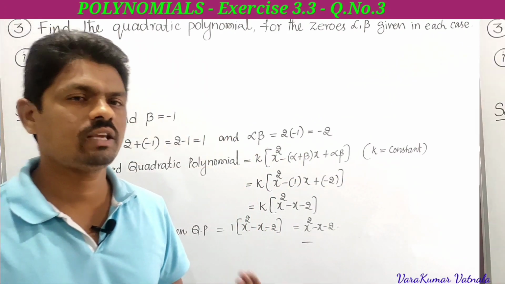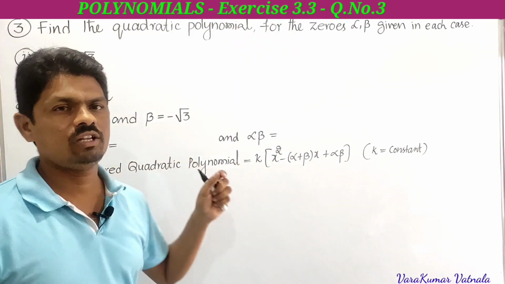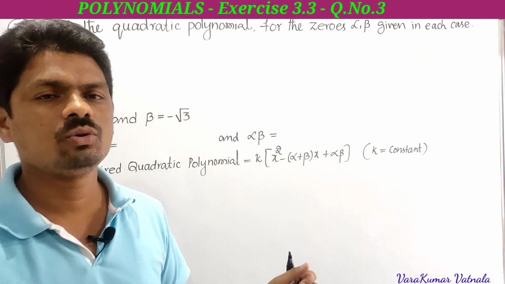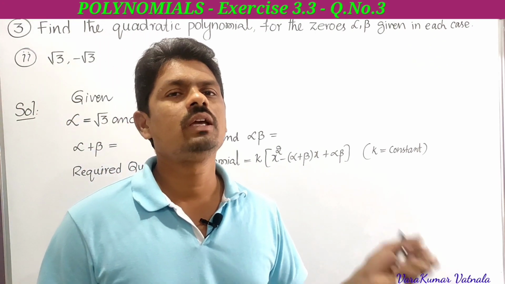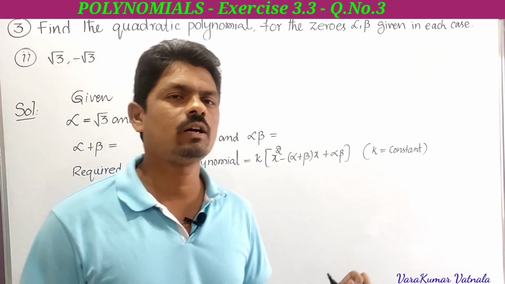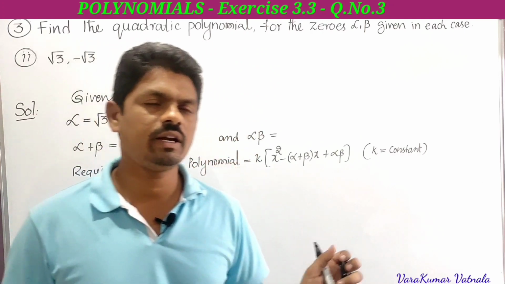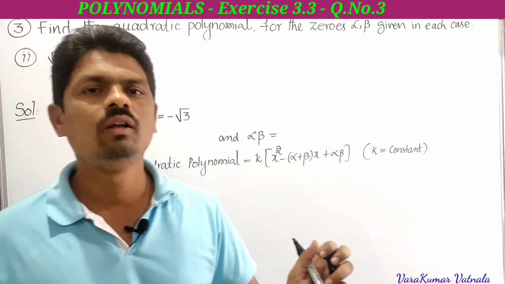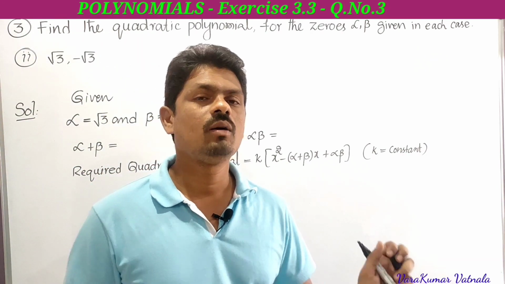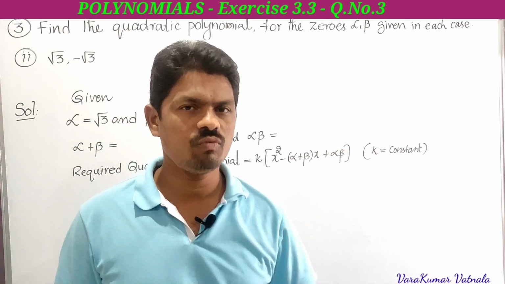Next we have to solve the second bit in the third problem. Root 3 comma minus root 3 has been given. The first one is alpha and the second one is beta. So he has given alpha and beta values and is asking us to find the quadratic polynomial. We have the quadratic polynomial equal to k into x square minus alpha plus beta into x plus alpha into beta. Here we just have to substitute alpha plus beta and alpha into beta in the formula. But here he has given only the alpha and beta values, so we have to find alpha plus beta and alpha into beta.